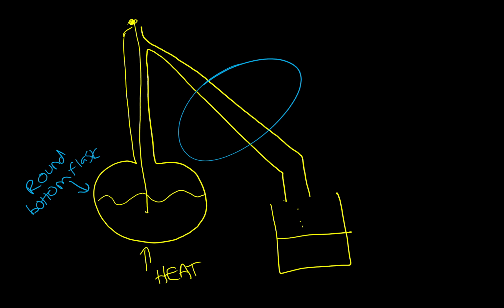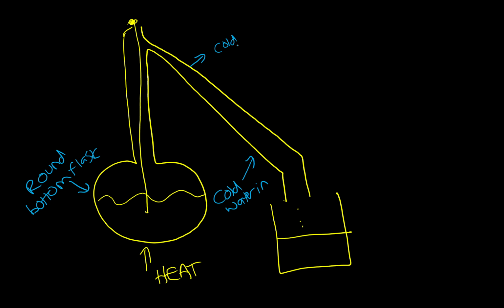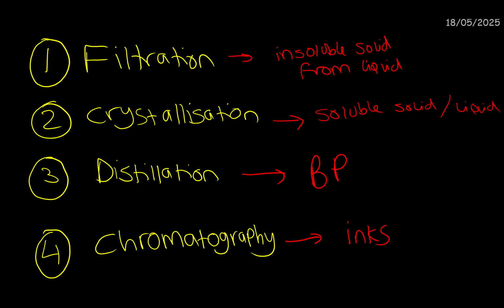Aish, what is this thing called here? The condenser. Now, for condensing to happen, we need it to be cold. So that's why we have cold water, which goes in here. Cold water in. And we have cold water going out the top. Here we've got your thermometer. Why do we have the thermometer? Well, it's to look at the boiling point. Okay, so that was distillation.